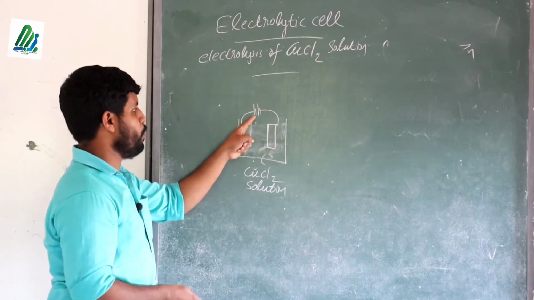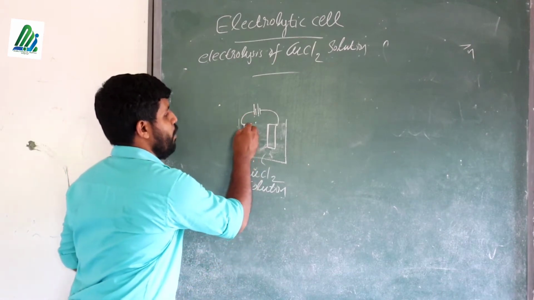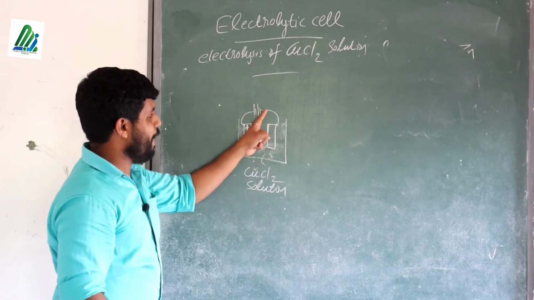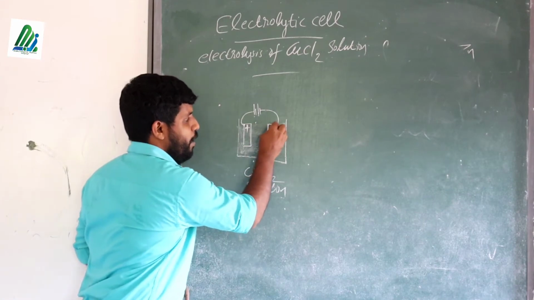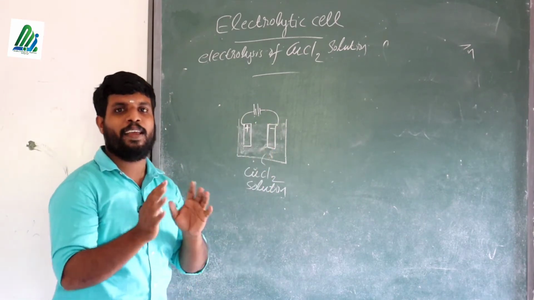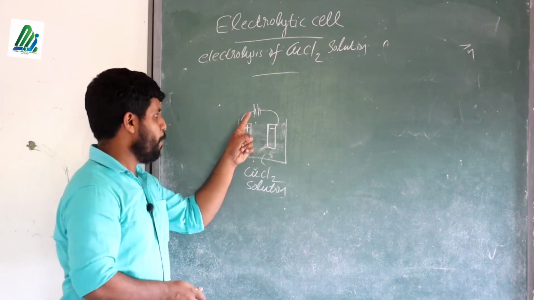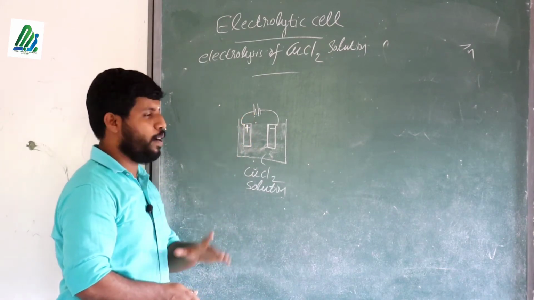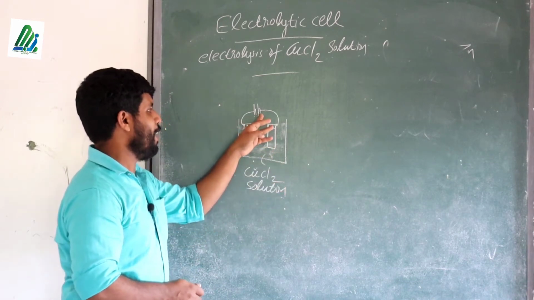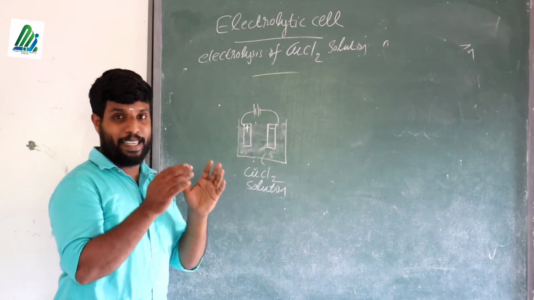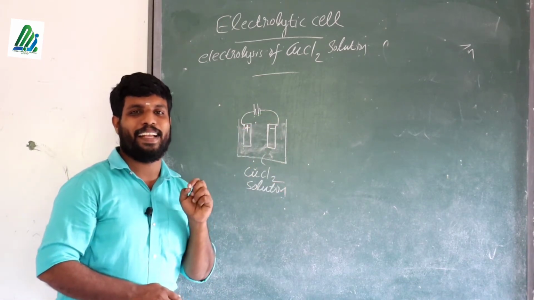In this case the electrode connected to the positive terminal of the battery is the positive electrode, and the electrode connected to the negative terminal of the battery is the negative electrode. So finding the positive and negative electrode is easy.